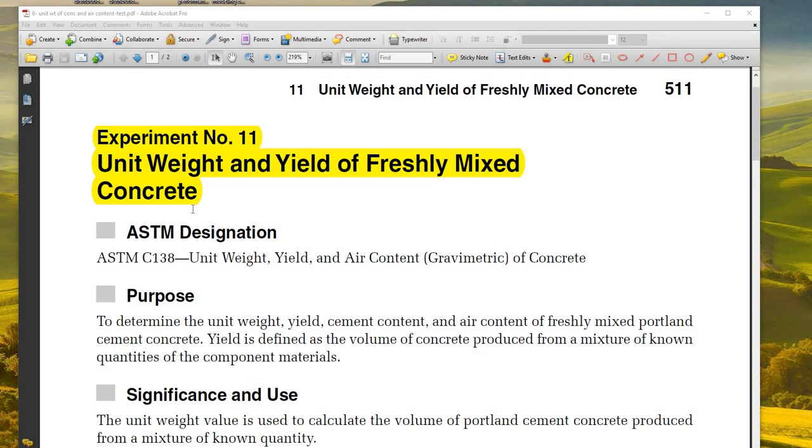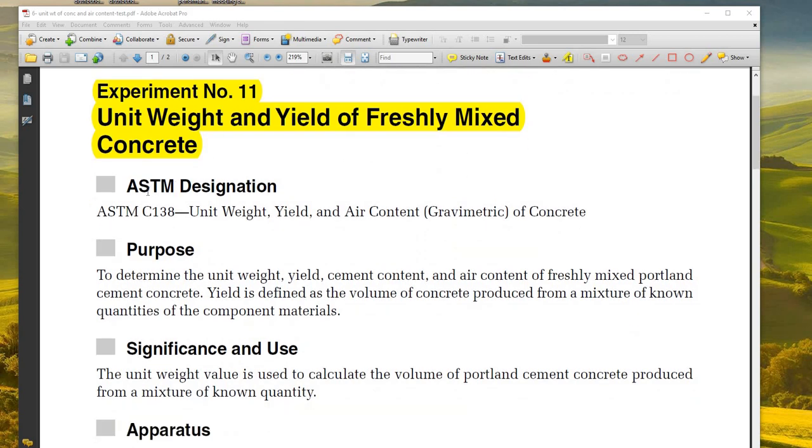Hello, this is the next experiment, which is related to the unit weight and yield of freshly mixed concrete. So today we are going to explain this experiment, which has the designation C138 in ASTM, and it is related to the unit weight, yield and air content (gravimetric) of concrete.